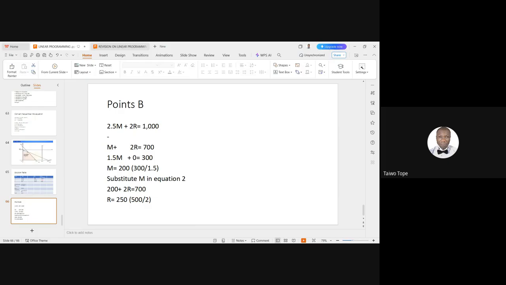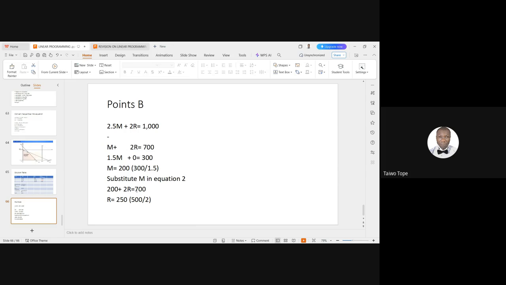And 1,000 less 700 will give you 300. So when you collect like terms, 0 crosses to the other side, it will be 300 minus 0. You still have 300 equals 1.5M. You divide both sides by 1.5. You have M to be what? 200 units at point B.